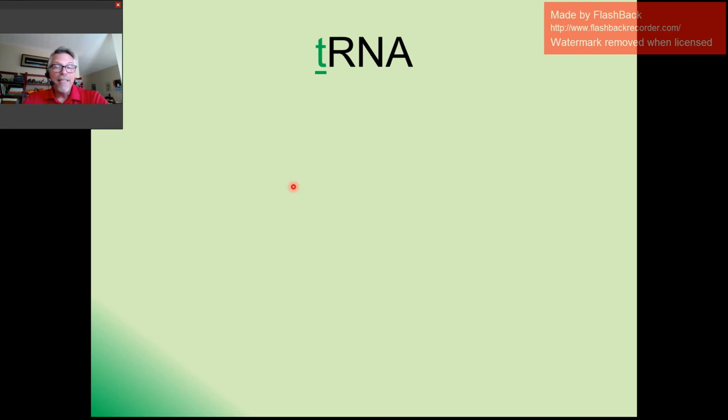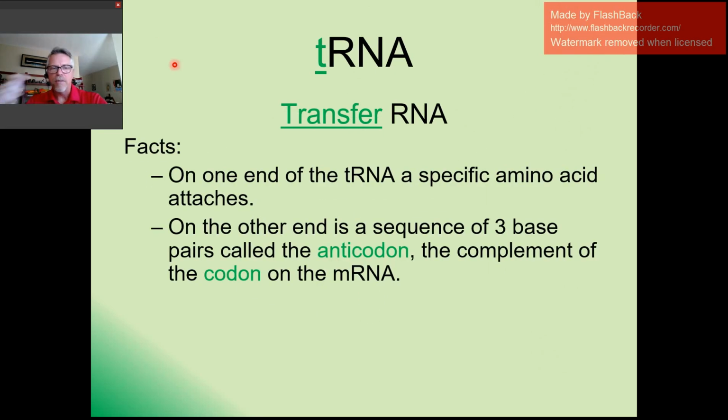The second type of RNA is called tRNA, and the T stands for transfer. So tRNA is transfer RNA. Some interesting facts about transfer RNA: it's a three-dimensionally shaped molecule. At one end of this molecule is an amino acid. Now, we haven't talked about this a whole lot, but a protein is built from amino acids. So amino acids are the building blocks, or the monomers, for a protein chain.